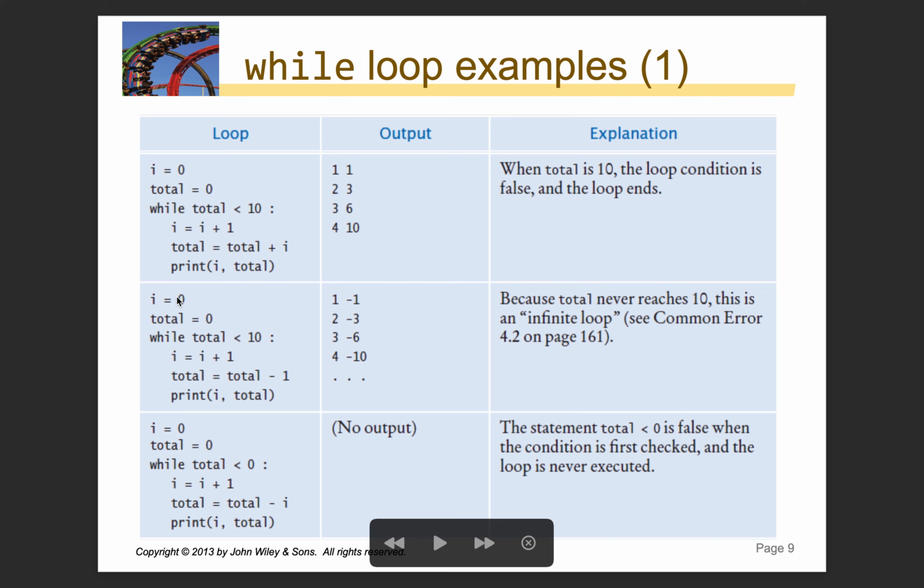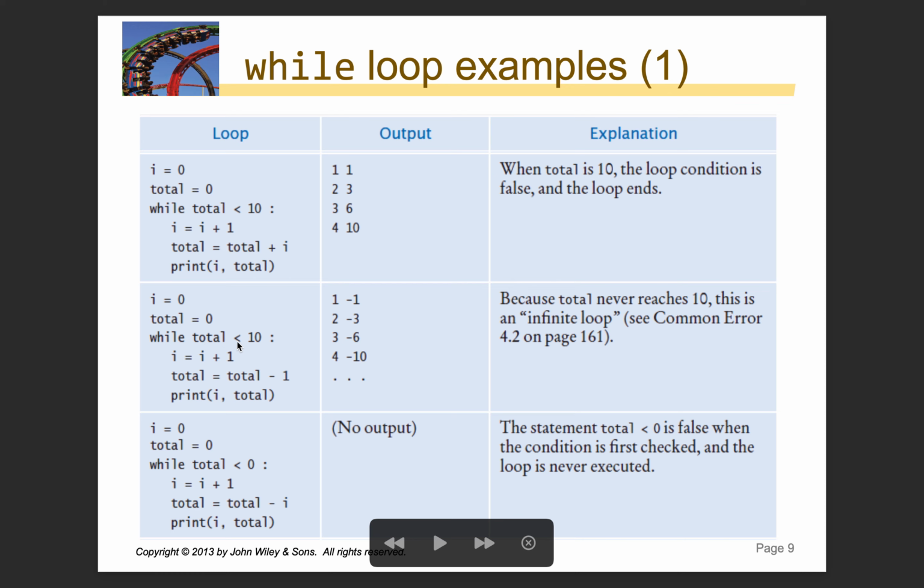So let's run it through maybe. I equals 0, total equals 0, while total is less than 10. 0 is less than 10, so we enter our loop. I equals I plus 1, so 0 plus 1 is 1, so I is 1 now, and our total is our previous total, which is 0 minus 1. 0 minus 1 is minus 1. So our total is now minus 1, and we're going to print out our I value and our total, which is 1 minus 1.